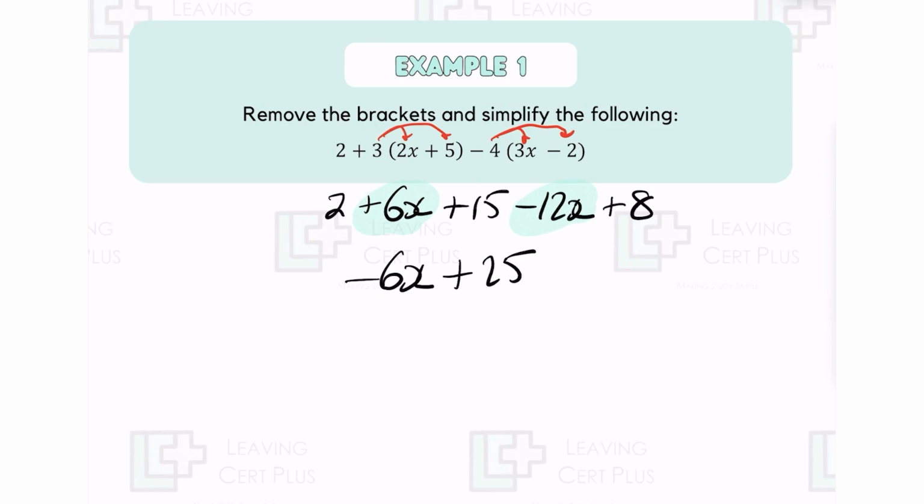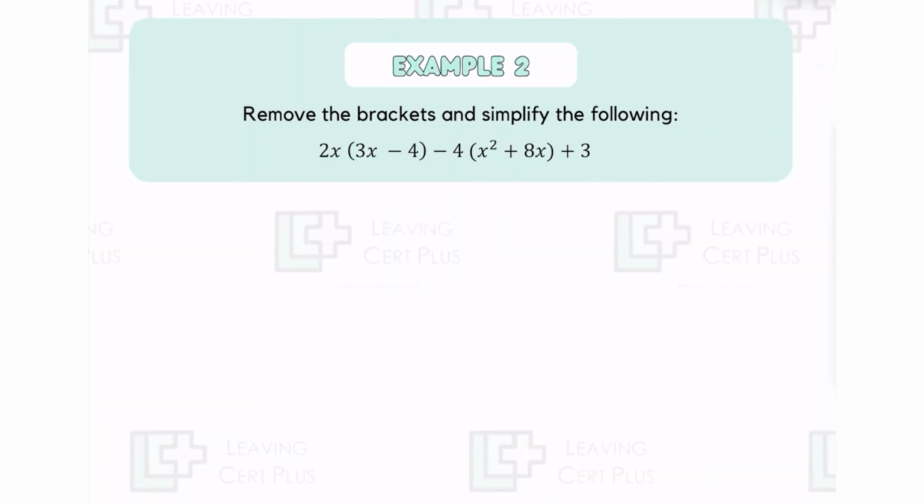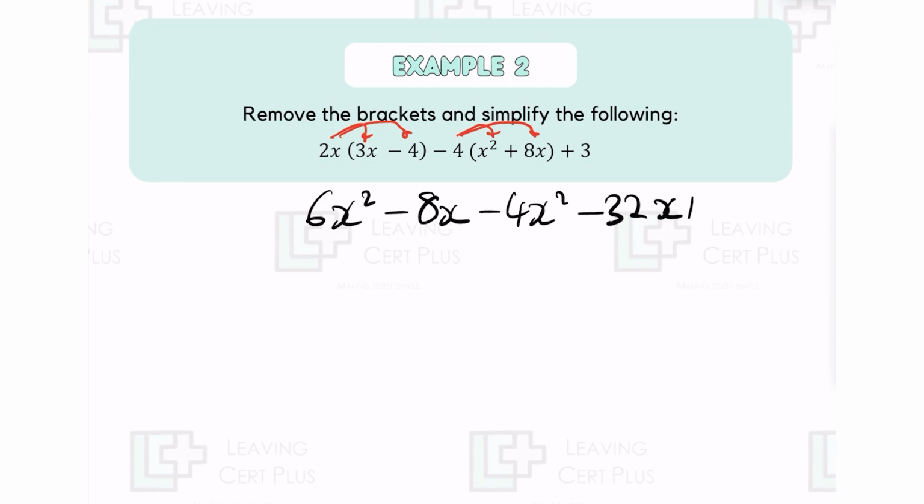So let's see example number 2. Example number 2 is pretty similar to the last question. It might look harder, but we're still going to use our method of multiplying the brackets and we'll add the like terms afterwards. 2x by 3x and x by x is an x squared. 2x by minus 4 is minus 8x. We have minus 4x squared. We have a minus 32x and we've got plus 3.